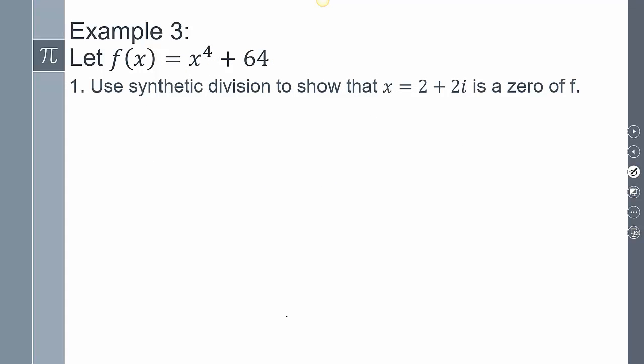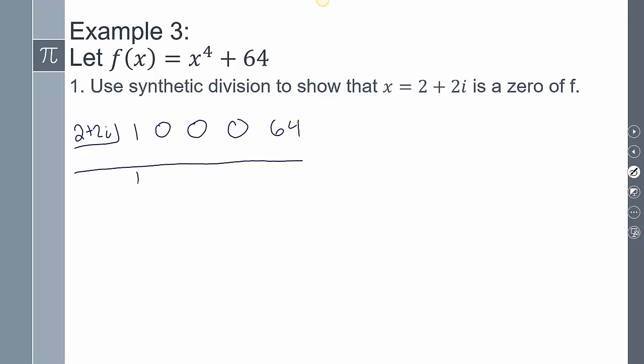So on this one here, it says use synthetic division to show that x equals 2 plus 2i is a zero of f. So to do that, we're going to go through and we're going to do 2 plus 2i. And I have 1 for x to the 4th. I don't have an x to the 3rd. I don't have an x squared. I don't have an x. And then I have my 64. So bring down the 1.